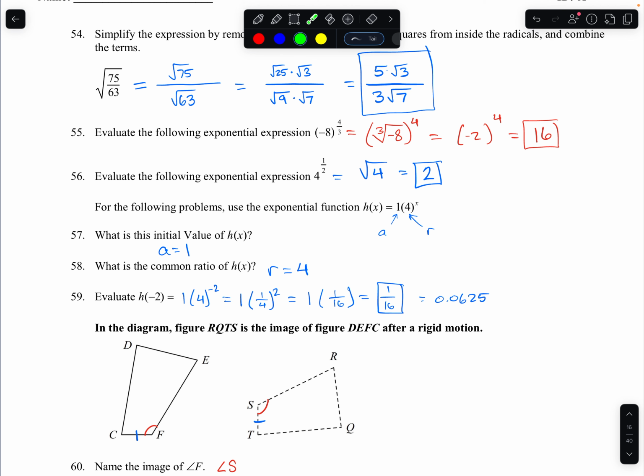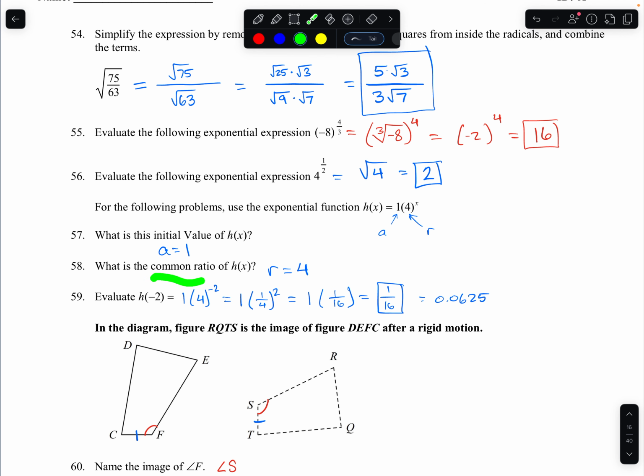That's just 2. The square root of 4 is 2. All right. So for the following problems, we have a function h. It is exponential. It tells us that, and that means it's in this form. h of x is a times r to the x, where a is our initial value, or our starting point, our y-intercept, and r is our, well, sometimes it's called the factor. It could be a growth factor or a decay factor.